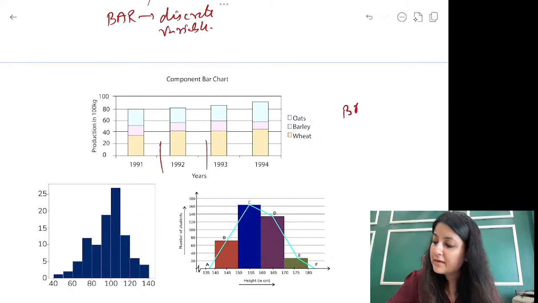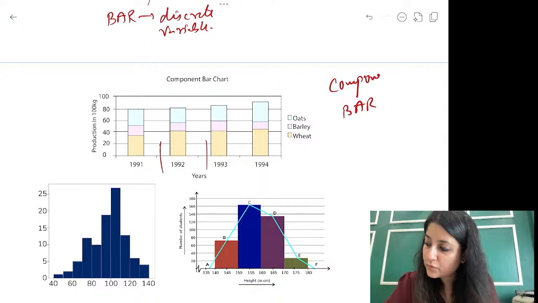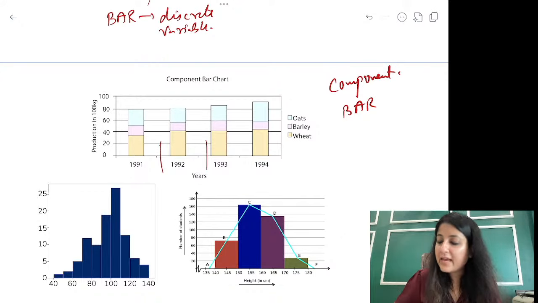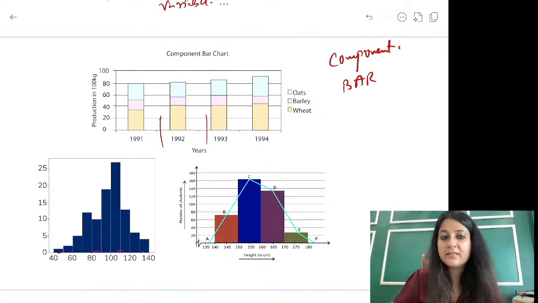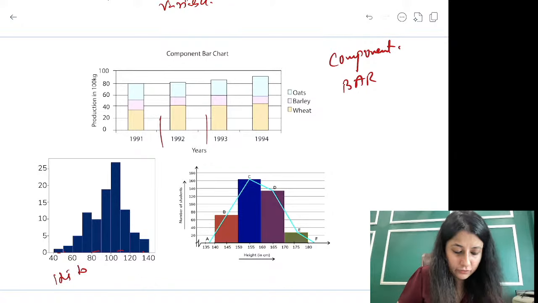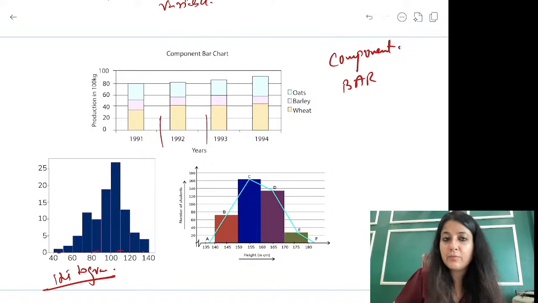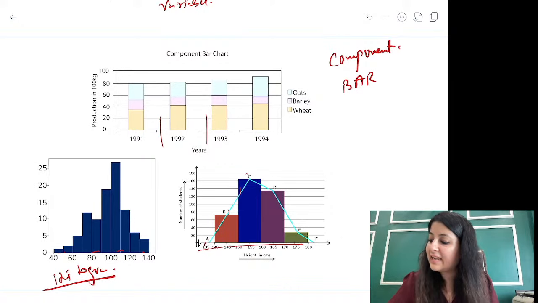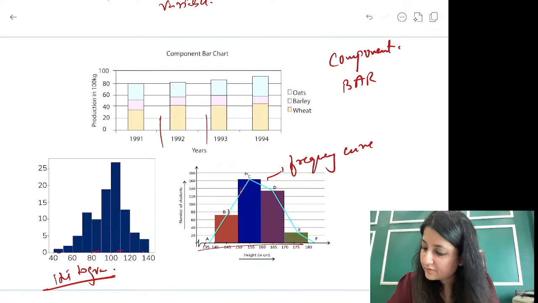So it is a bar. But I've divided it into parts. So what is this, guys? Component bar. But where you see this one, continuous, joint columns, no gap, this is a histogram, which represents frequencies. If you join the midpoints of the histogram by means of a straight line, this is what, everyone? This is a frequency curve.